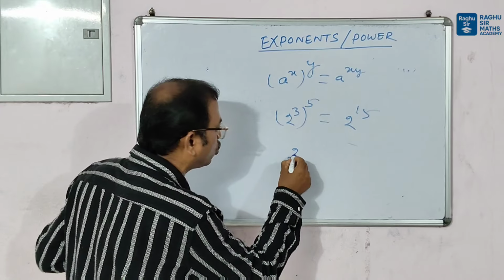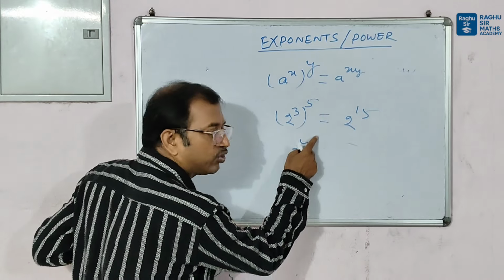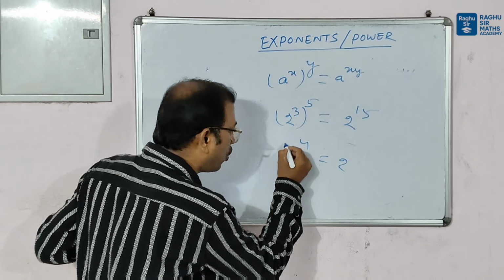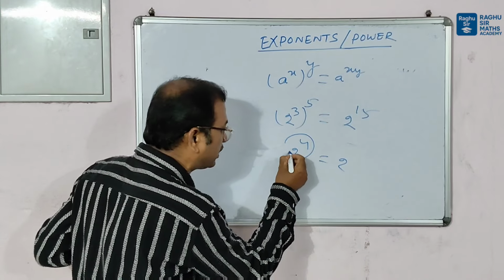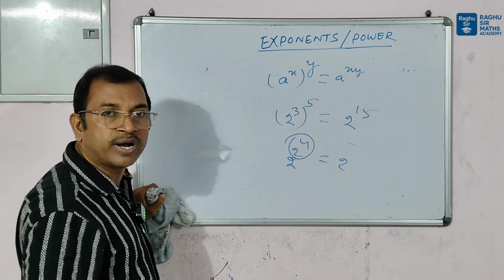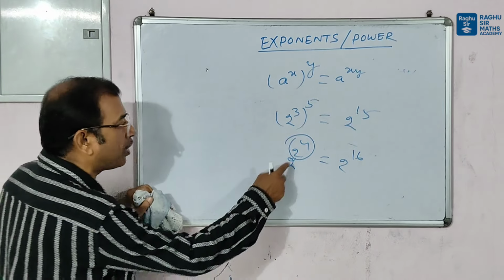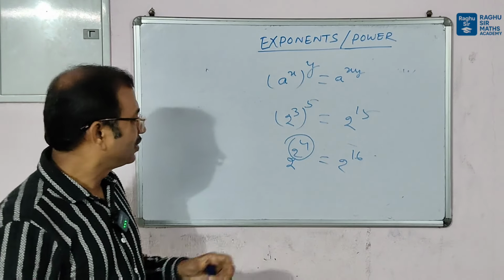But see, can you see one example? 2 to the power 2 to the power 4. What will you do? Don't multiply 2 into 4. Here there is no bracket. So first of all simplify this one. 2 to the power 4 is what? 16. So 2 to the power 16. Don't multiply to get 2 to the power 8. Wrong. Right?